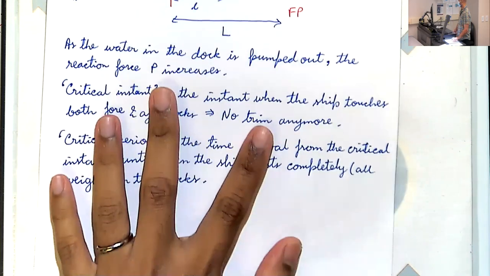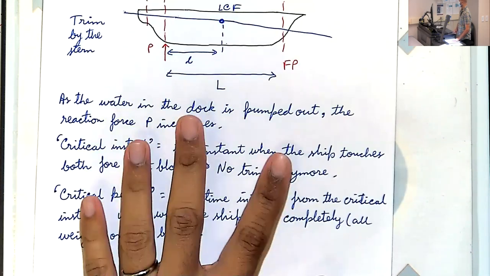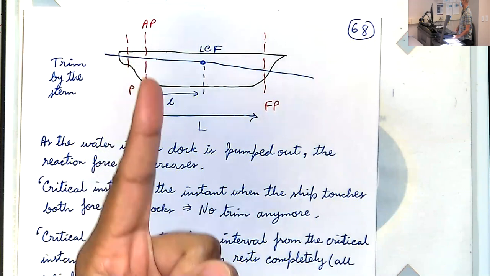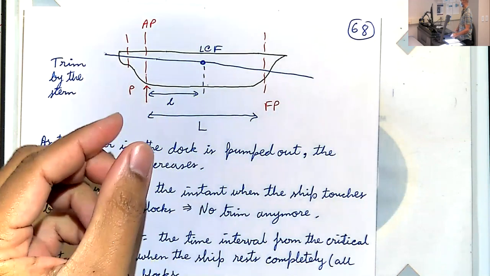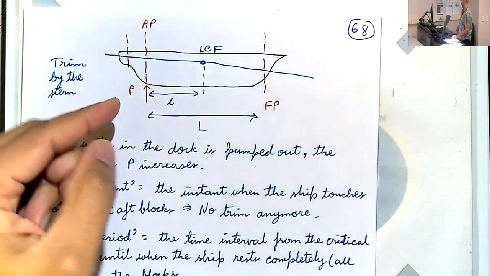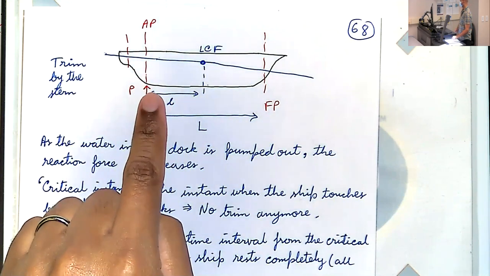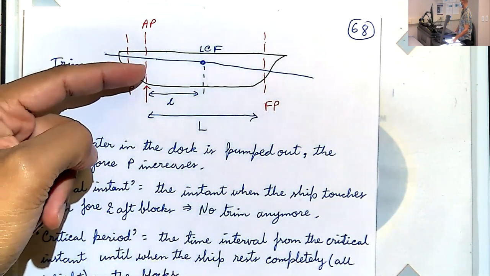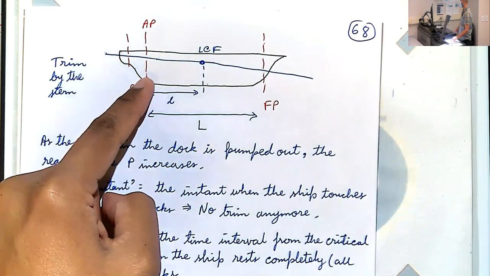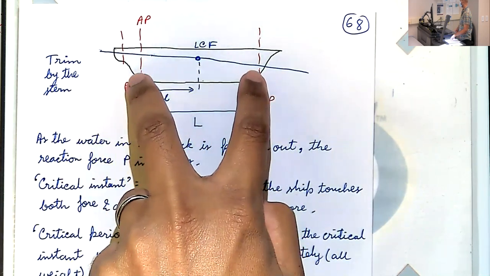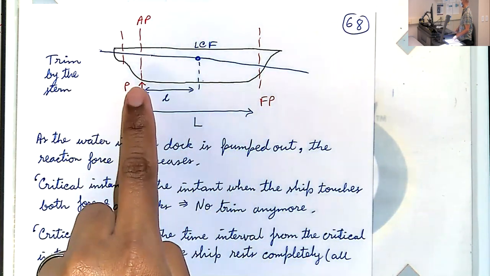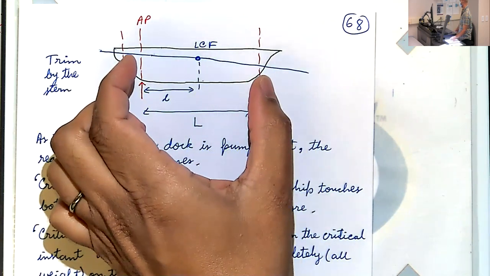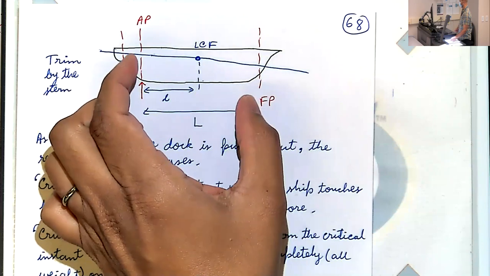Okay, and then we define critical instant and critical period. So now imagine what will happen. As you keep pumping water out, you keep increasing this reaction force, right? At the very first moment when the hull touches the bottom, this force is negligible. But as you keep removing water, you start putting your weight on the ground at this point. So what will happen? This will rotate the hull, right? It'll produce a nose down rotation. So slowly this non-zero trim that existed will disappear, okay?